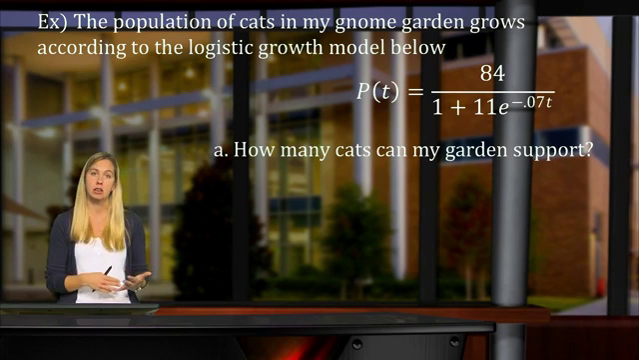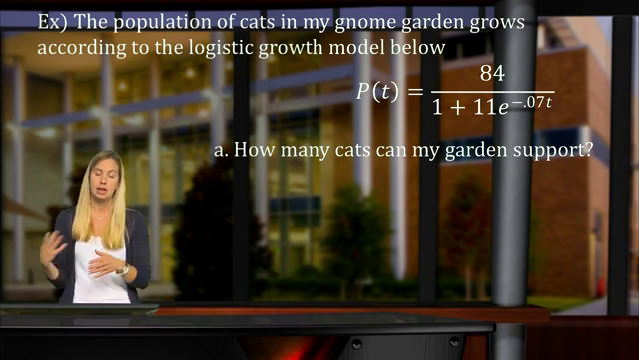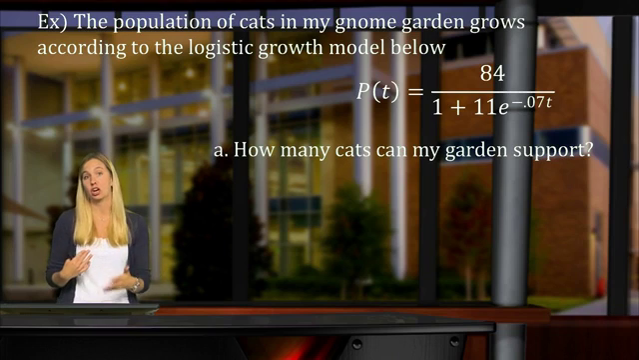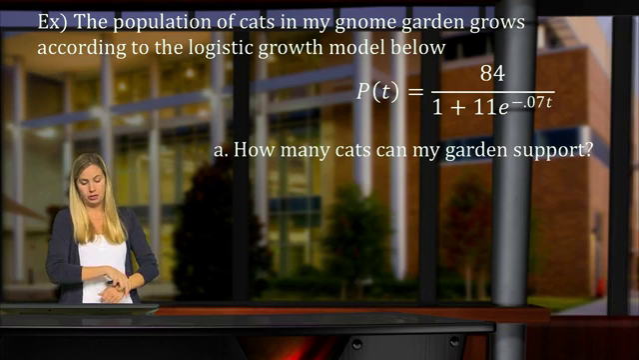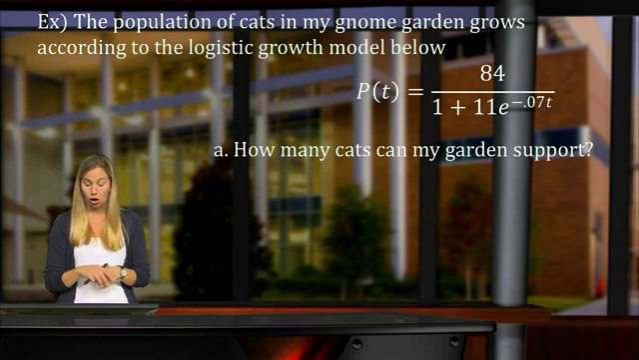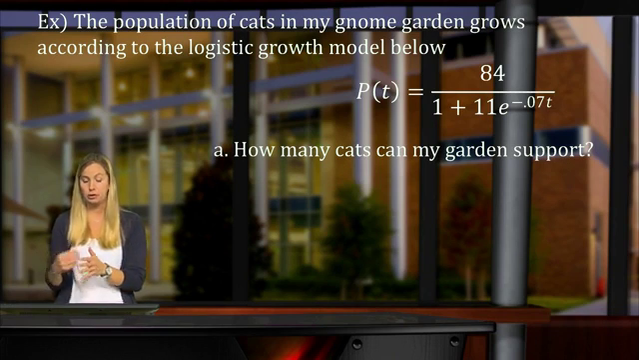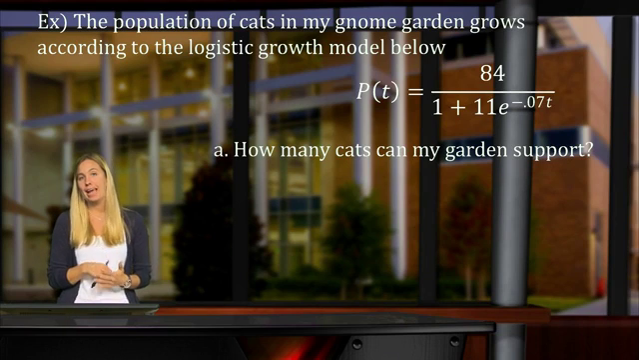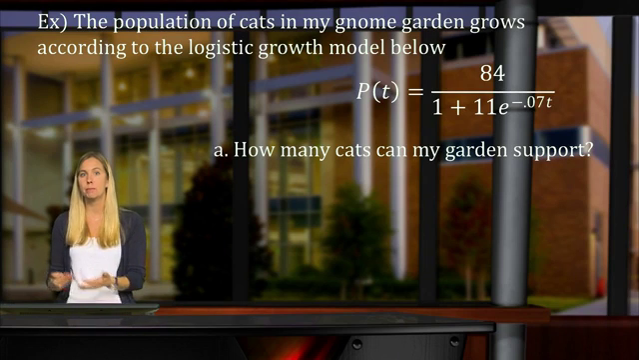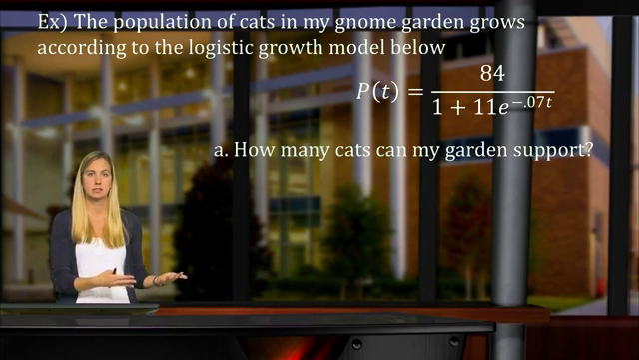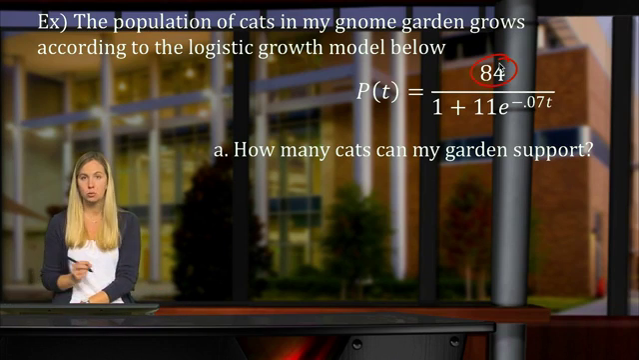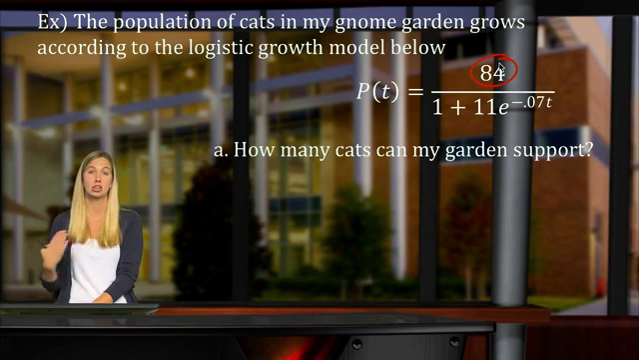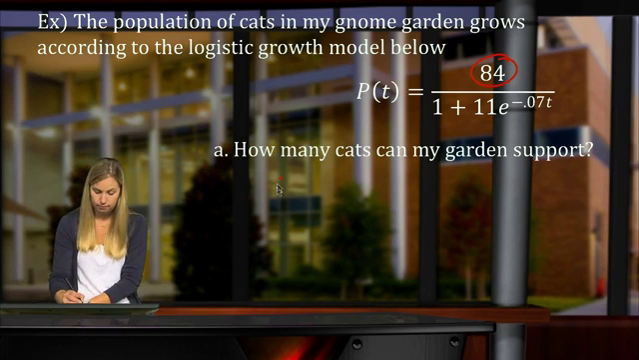You're never going to have to model it like we have in all of our previous problems. It'll just be here for you, and then you'll start answering questions based on that function. So if the population of cats in my gnome garden grows according to the following logistic growth model, how many cats can my garden support? What that's asking is, what is the maximum number of cats that I'm going to have in this gnome garden at any given time? And that's your value of C. That's what C represents. It's your limiting factor or your carrying capacity.